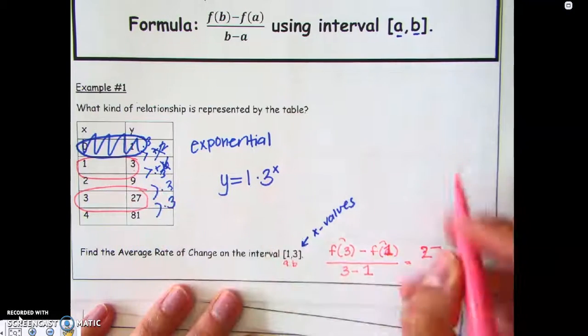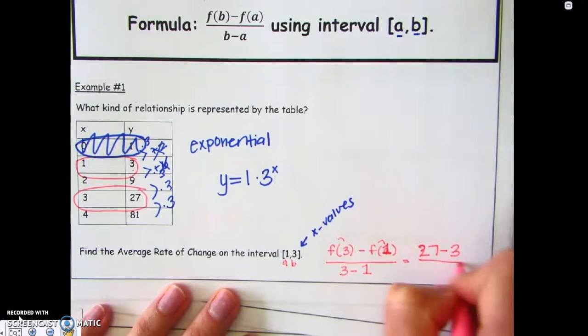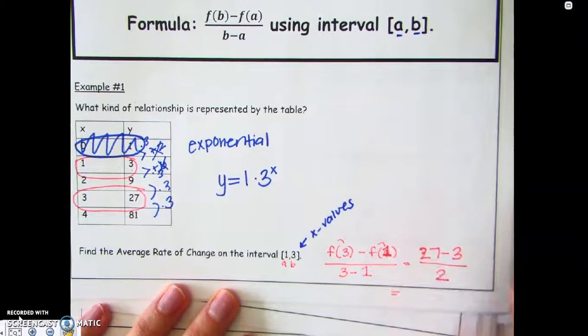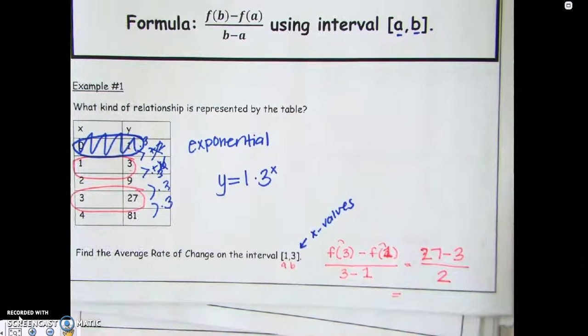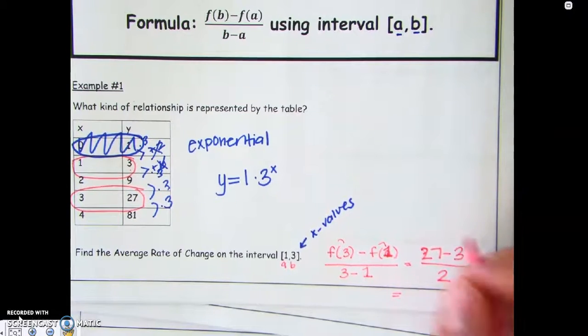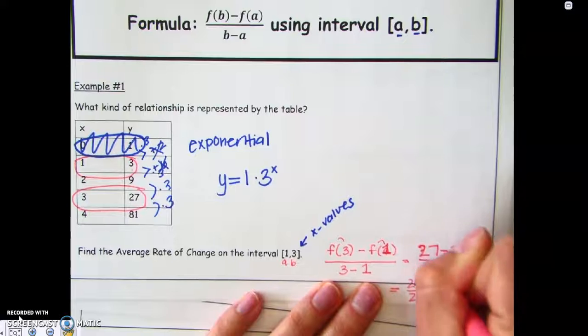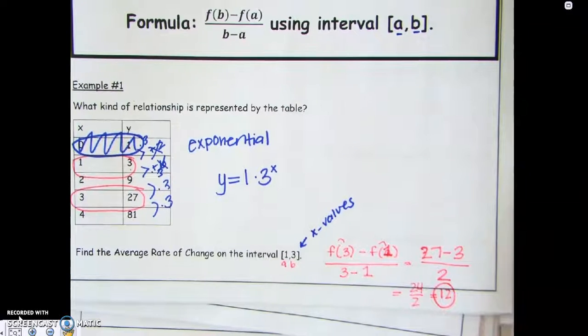And then f of 1 is 3 over 3 minus 1, which is 2. So I'm just going to do 27 minus 3, which is 24, over 2, which is 12. So the average rate of change of this function is 12. And that's all you're really doing.